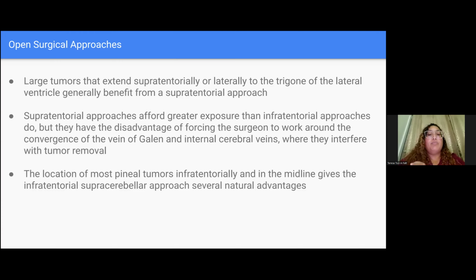Now, the location of most pineal tumors infratentorially and in the midline would give the infratentorial supracerebellar approach several advantages.